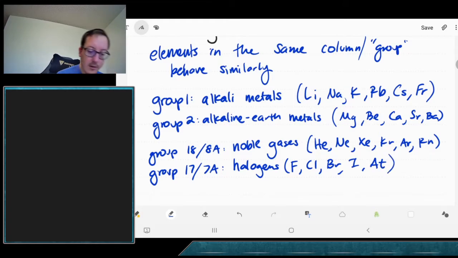I don't even know. Because astatine's radioactive, we don't really use it. So halogens, their name means salt forming.